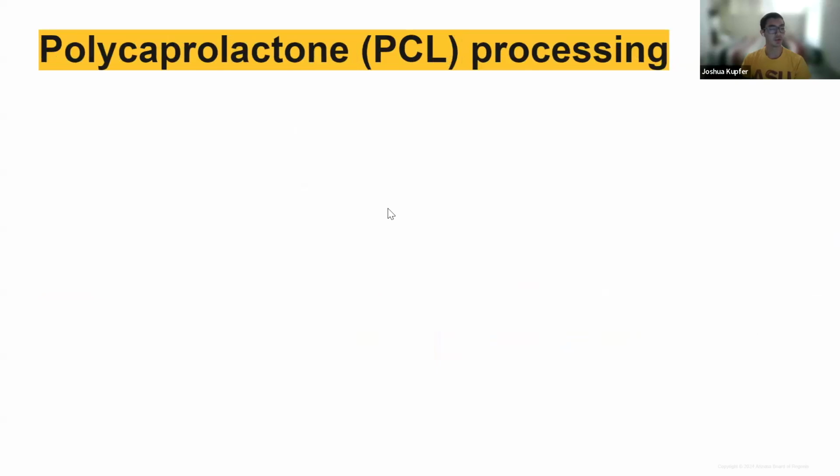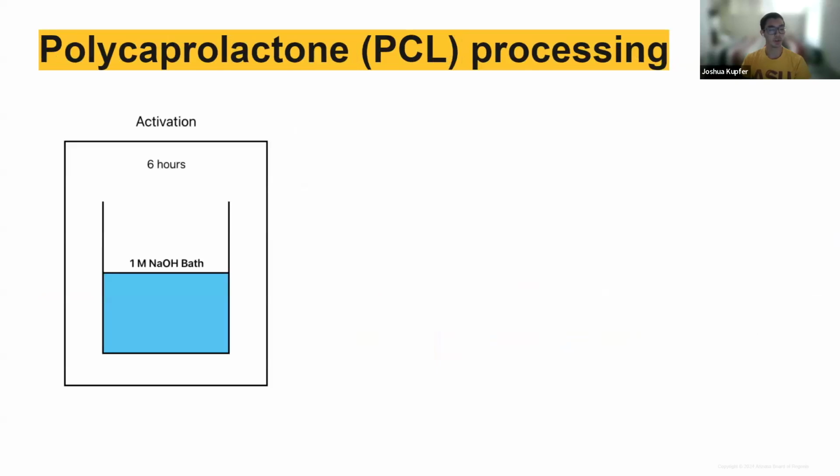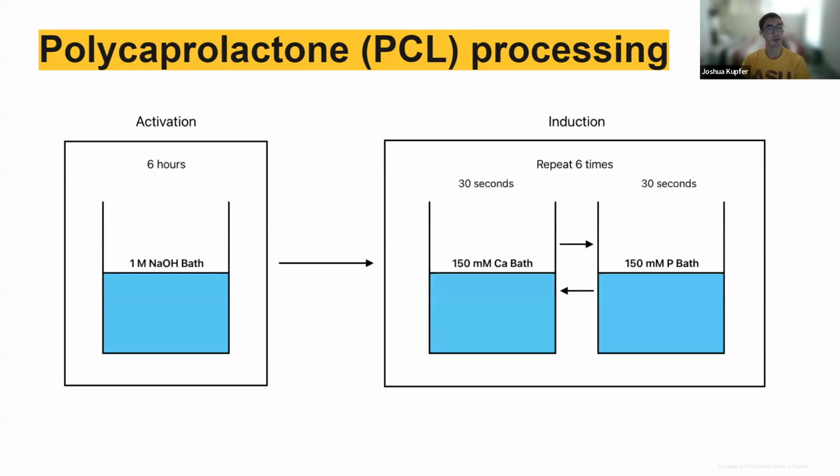PCL is processed with first an activation step where the scaffold is submersed in a 1 molar sodium hydroxide bath for 6 hours. This activation step oxidizes the surface of the scaffold, preparing it to bind to minerals present in the simulated body fluid. Next, the scaffold undergoes an induction step consisting of a 30-second calcium bath followed by a 30-second phosphate bath. This process is repeated 6 times.